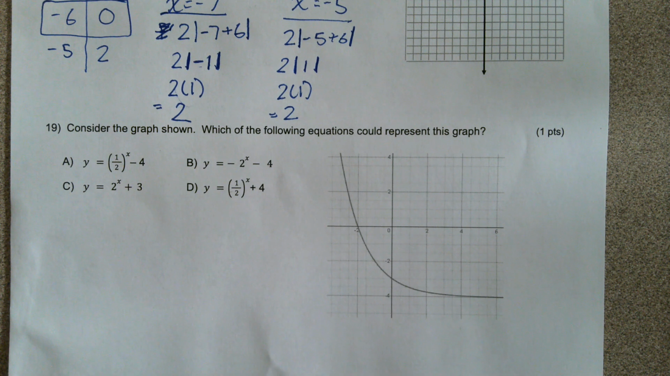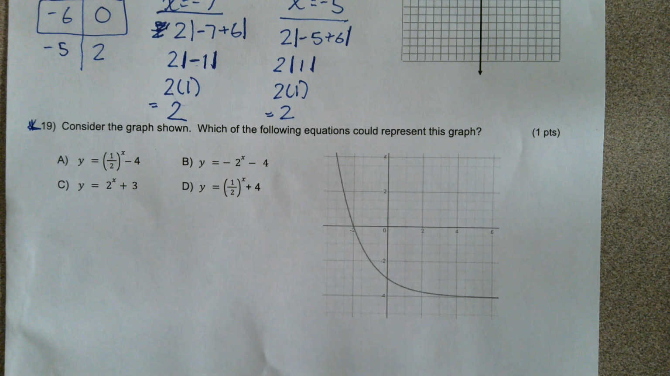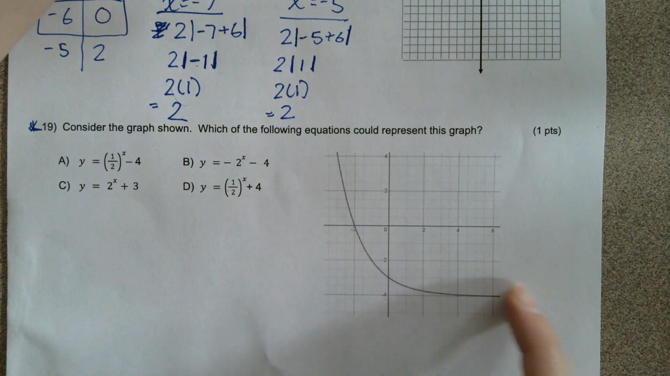Number 19, I want you to put a star by this one. This one's really important. This is the question that concerns me the most because it is a little bit tricky. Which of the following equations could represent this graph? This is an exponential function graph, and it's not labeled for you, but we do have an asymptote here. It's what is making this go flat.